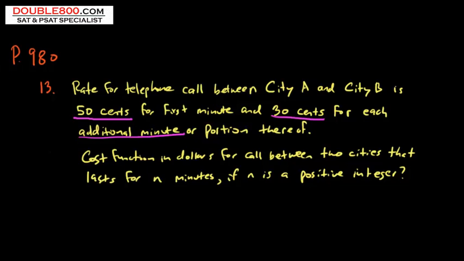So let's think about it. The cost function between the call that lasts for n minutes, and n is a positive integer, and if we look at the choices here, we have f of n, right, n is the number of minutes, equals, we know it's 50 cents, and so in dollars that's just going to be 0.5 plus, we know it's 30 cents for each additional minute, so that's going to be 0.3.